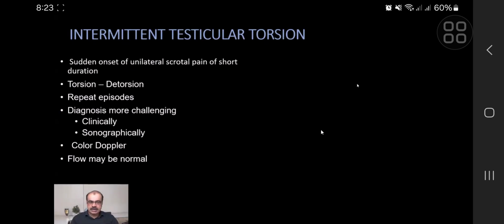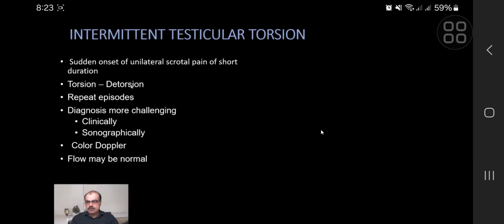And then we come to the last entity of testicular torsion, which is intermittent testicular torsion. This is normally a confusing case, because there is an acute onset of pain in the child, and by the time the patient comes to the clinician, the torsed testis becomes detorsed, and the blood supply goes back to normal, or even more than the normal side. So this is more important from the history point of view.